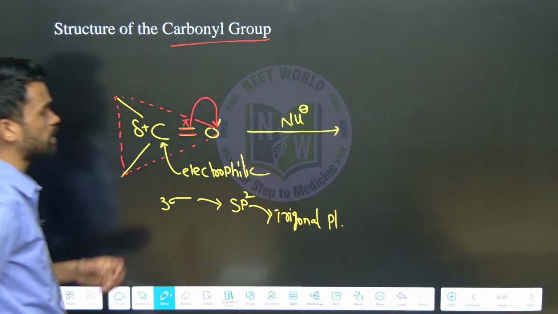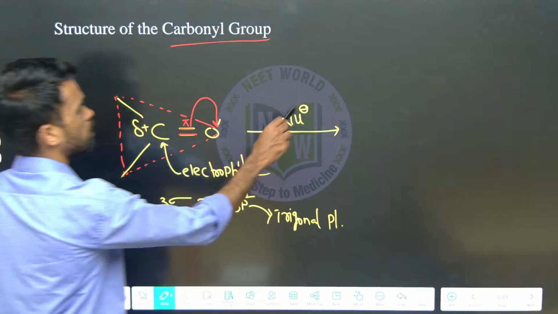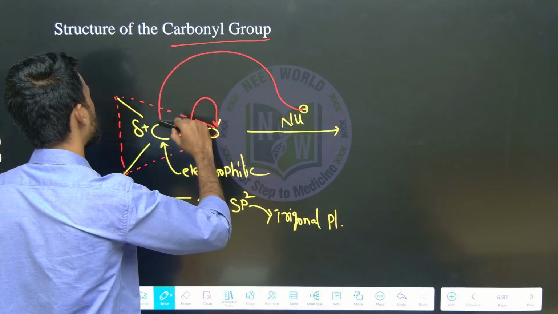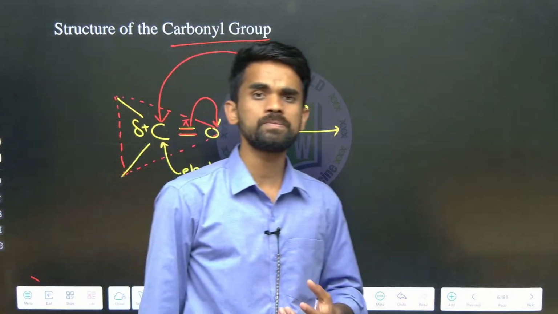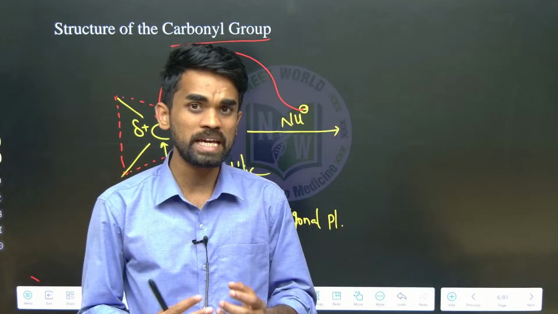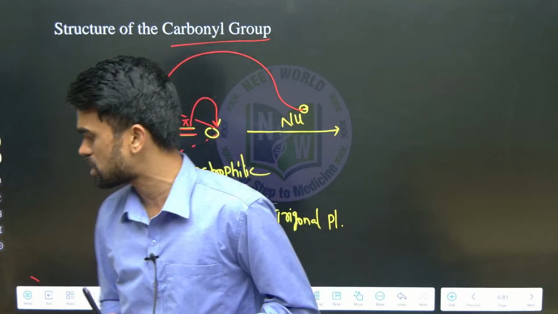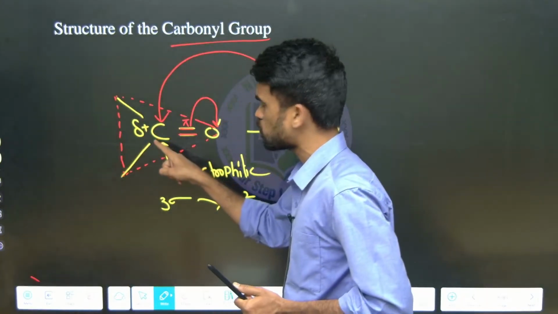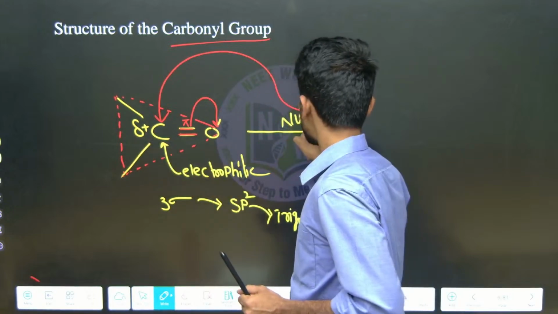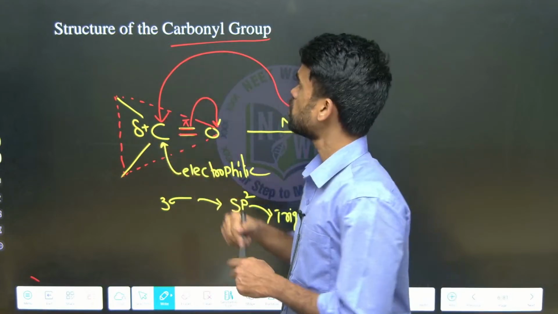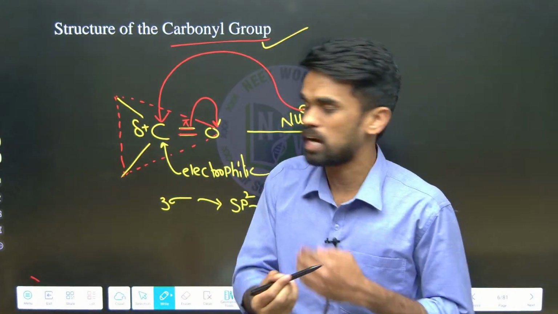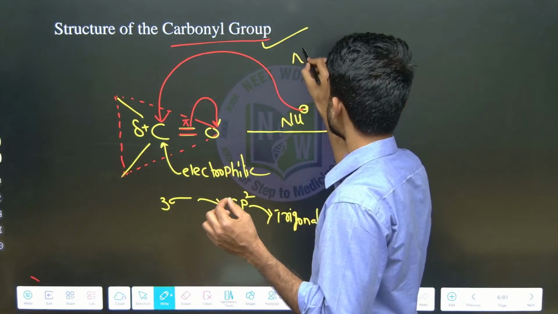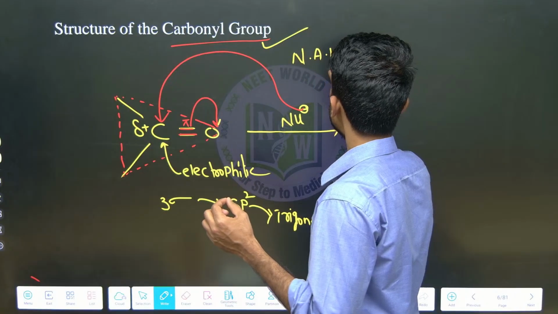When it becomes electrophilic, a nucleophile can come and attack that electrophilic center easily. So I can say carbonyl groups undergo nucleophilic addition reactions. What type of reaction will it show? Since the carbonyl groups are electrophilic, a nucleophile can attack it. In a simple manner, I am writing nucleophilic addition reactions.